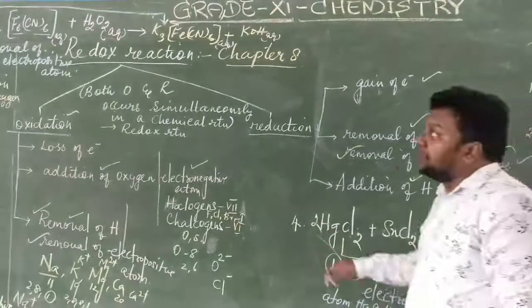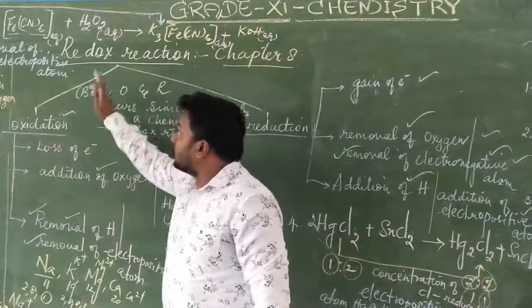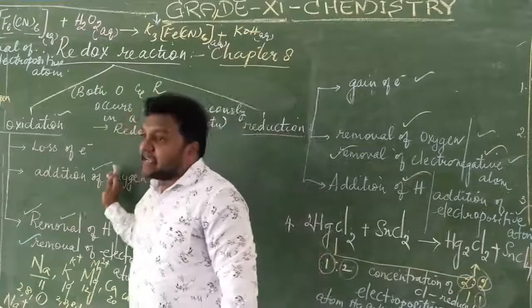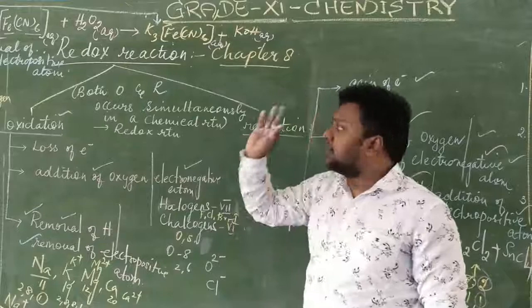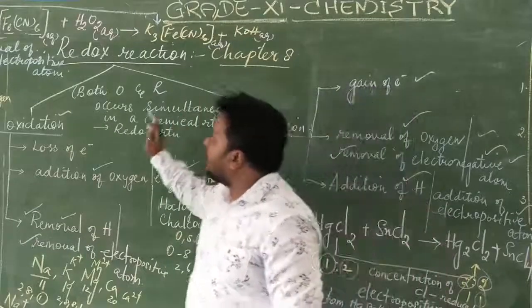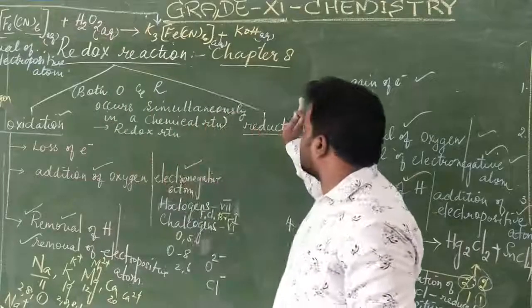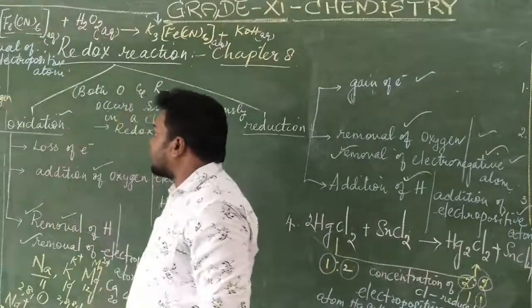Again, we will see now. What is a redox reaction? A redox reaction is when both the oxidation as well as the reduction reaction take place simultaneously, or occur together, in a single chemical reaction. Then we call it a redox reaction. So first we are writing for oxidation. The other one is called a reduction reaction.